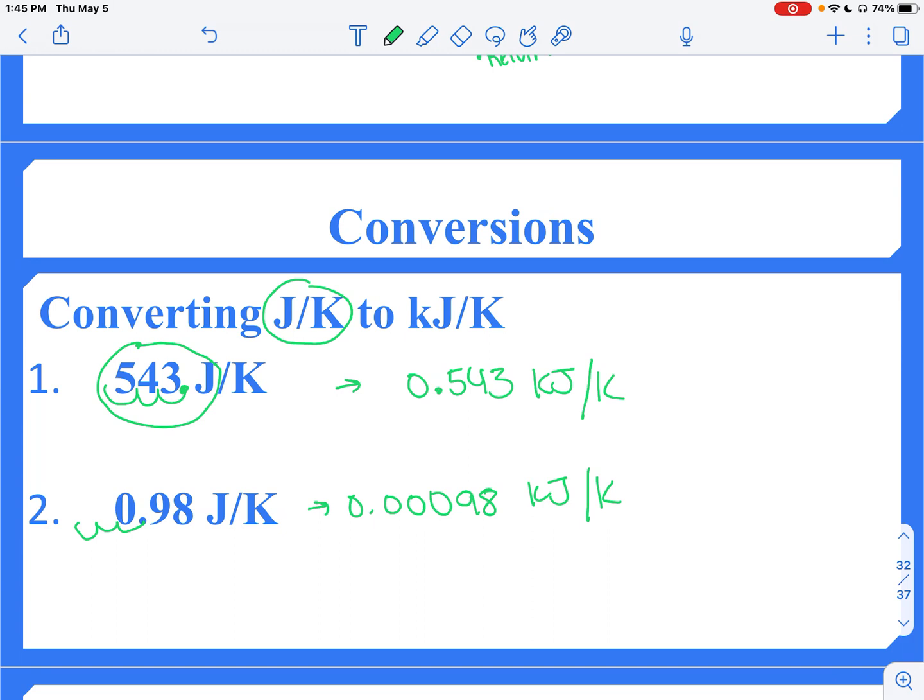Now be careful, because sometimes your delta S will be given to you in kilojoules, and then if you move it back 3 spaces without thinking, you're going to get it wrong. So make sure you're paying very close attention to the units. But as long as you get the units right, this formula is very easy and straightforward.